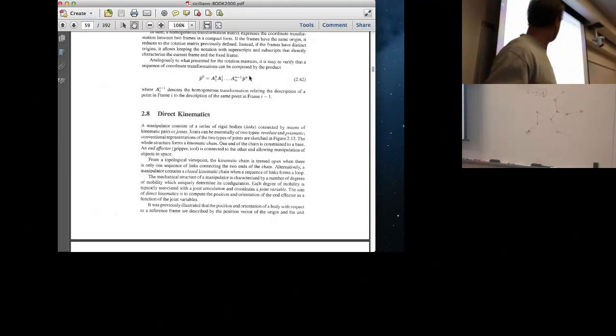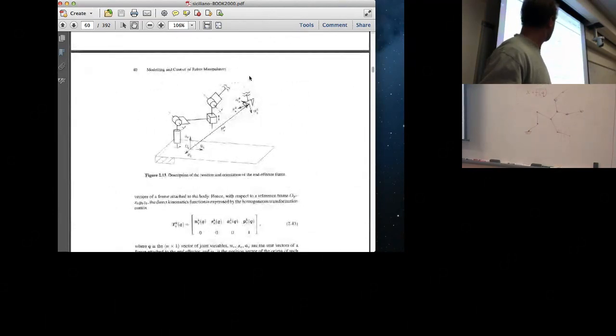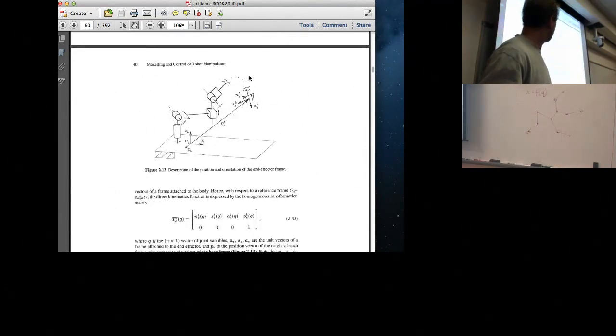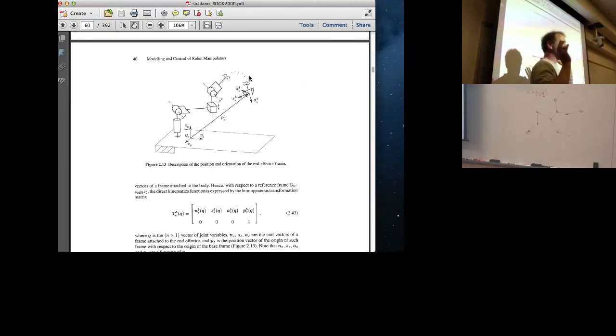Let's see. Where do we have to go? Fine. So nice graphics in the book. This is a typical sketch of a robot where you have a base coordinate system. When you define what's a base coordinate system, usually, well, it depends. Most of the time you would prefer something which is fixed in the world. So for instance, here, that's my base coordinate system. That would be cool.